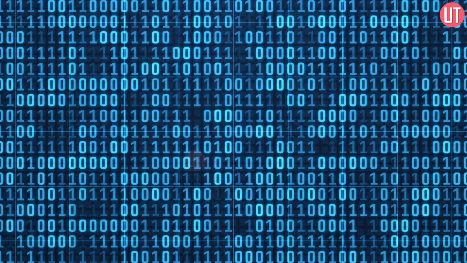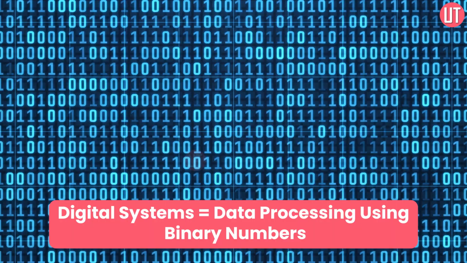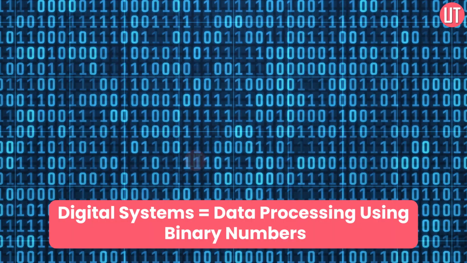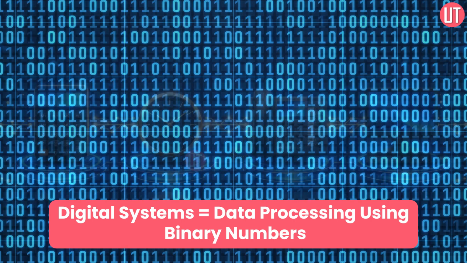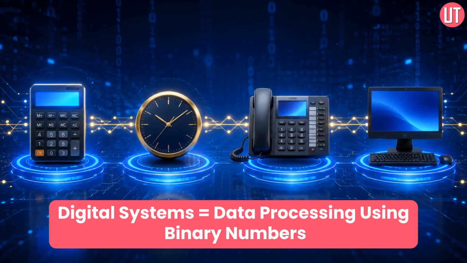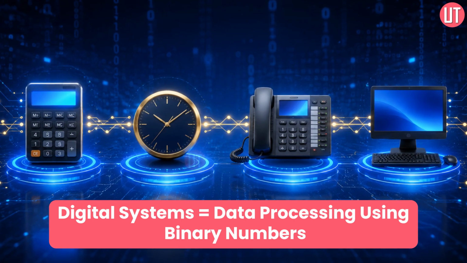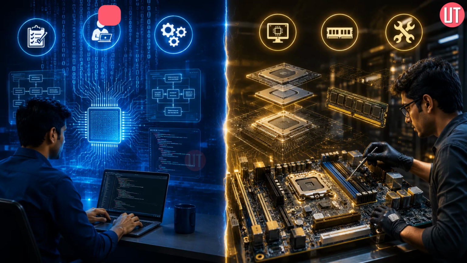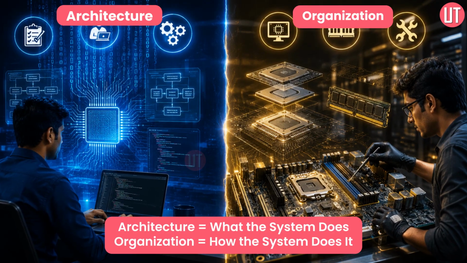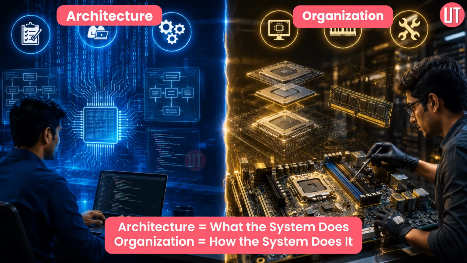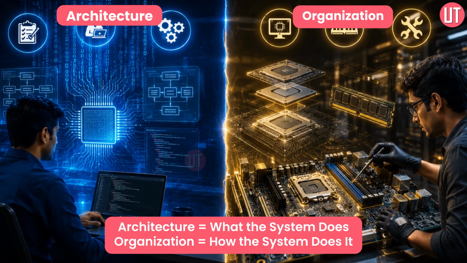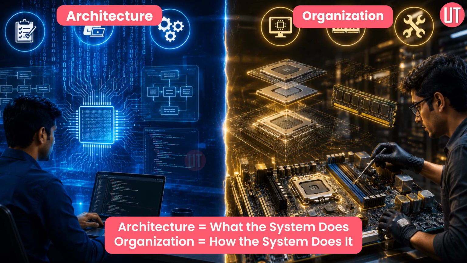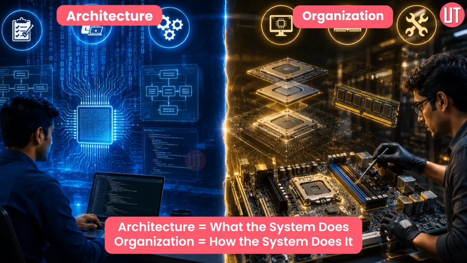A digital system processes information in binary form, using only zeros and ones. Common examples include computers, calculators, digital displays, and communication systems. Computer architecture defines what a computer can do, including its instruction set and capabilities. Computer organization explains how hardware components are arranged and connected to implement those capabilities.